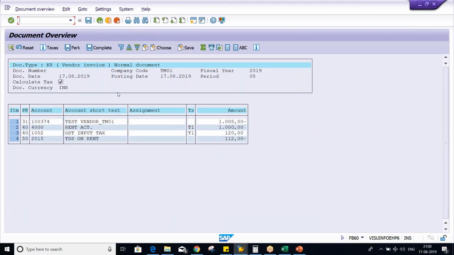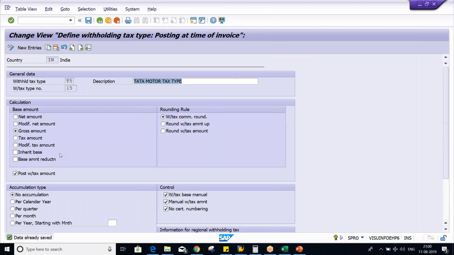Look at here. So your rent amount is debited with 1000, GST input also 120, and on this 1000 and 120, what is the TDS which has been deducted, guys? 10% of 1120 rupees. So it is 112. Now whatever remaining amount is there, with that amount only vendor is going to be credited. So this is 1008. So it happens when we select here gross amount, right?